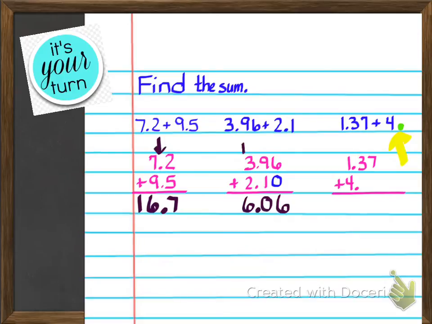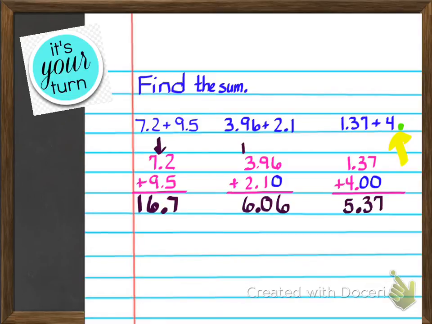So you'll notice that I've got two spaces that don't have a number, which would be right over here where I'm putting my first 0 and now my second 0. And now I'm just going to go ahead and add these guys together. 7 plus 0 gives me 7. 3 plus 0 gives me 3. 1 plus 4 gives me 5. And don't forget to slide that decimal straight down.